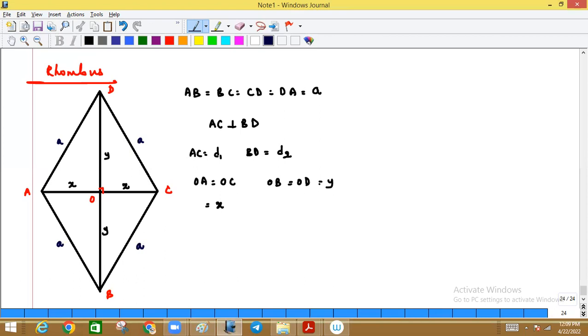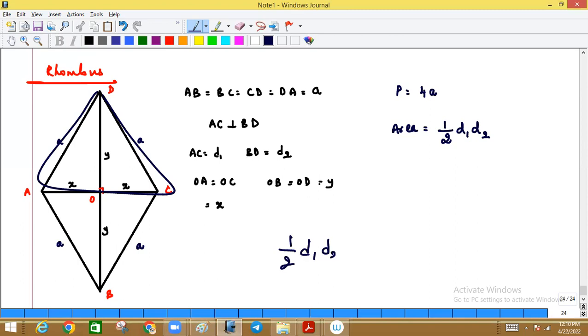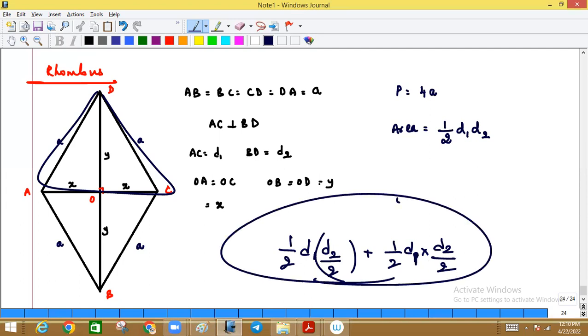Is that clear? Can you tell me what is the relation between X, Y, and A? Before that, what is the perimeter? 4A. You can't find the length of the diagonal directly, but you can use area. Area of a rhombus is very, very important. It is half D1 D2. You can find the upper triangle and the lower triangle. What is the area of the upper triangle? Half D1 is the base, D2 by 2 is the height, plus the lower triangle, D1 is the base, D2 by 2 is the height. So add both of them, it is half D1 D2.